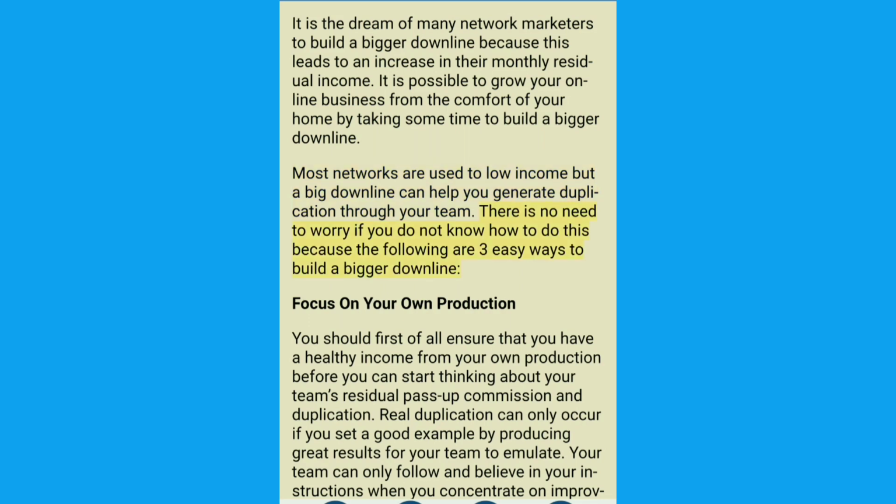Focus on your own production. You should first of all ensure that you have a healthy income from your own production before you can start thinking about your team's residual pass-up commission and duplication. Real duplication can only occur if you set a good example by producing great results for your team to emulate. Your team can only follow and believe in your instructions when you concentrate on improving your production.